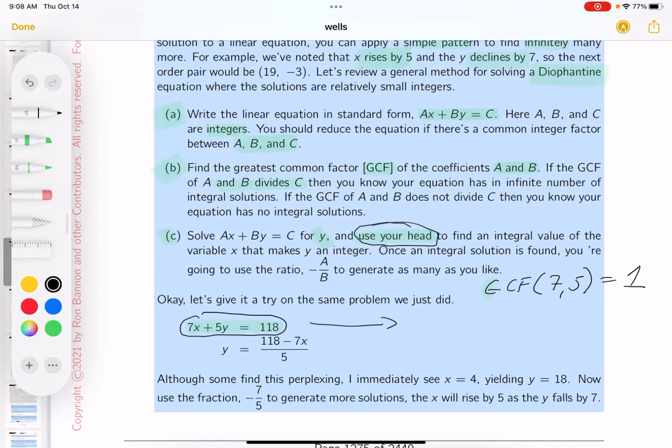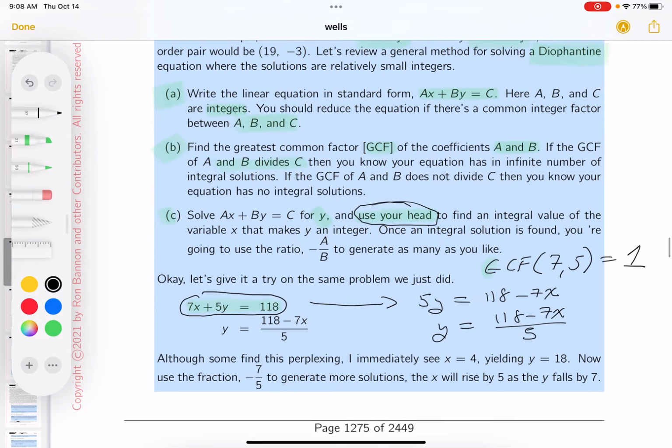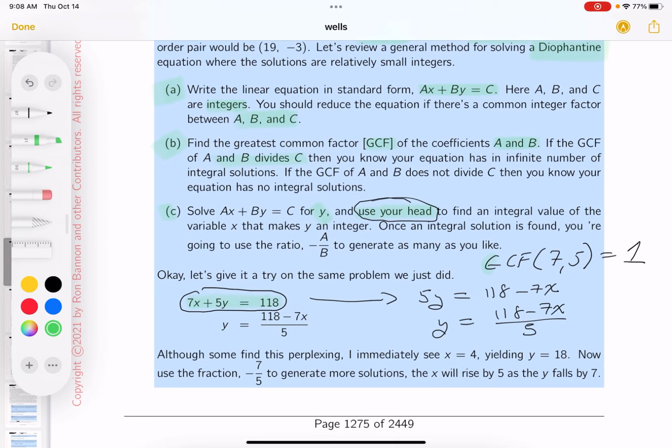So what do you get? We're going to solve for y. So you get 5y equals 118 minus 7x. You get the idea what I'm doing? Then I'm going to divide by 5. And what do you get? y equals 118/5 minus 7x over 5. Again, I hope I didn't go so fast you couldn't follow me there. All right, now, do I see that written down over here? I do. It's right here.